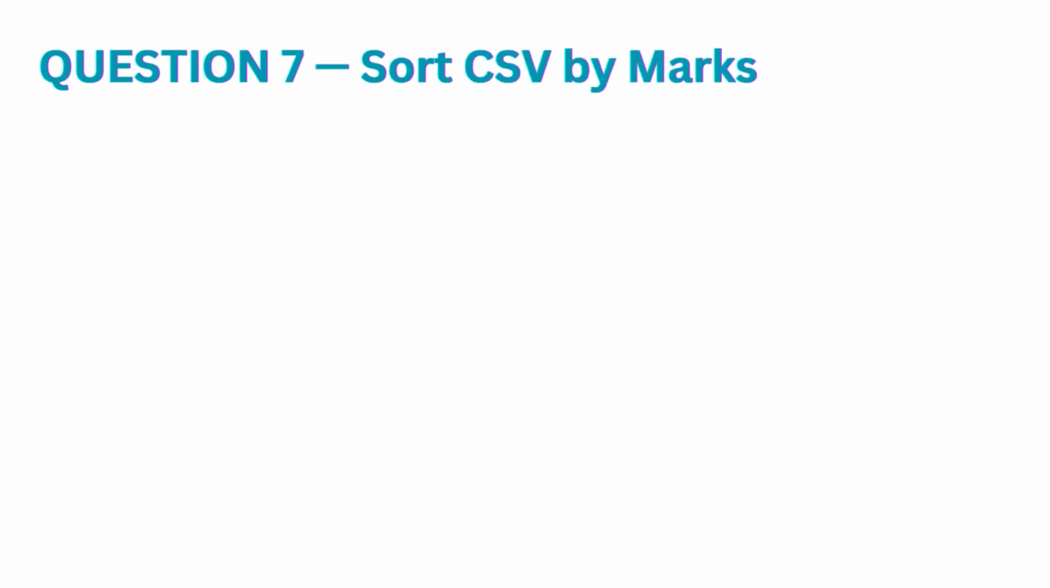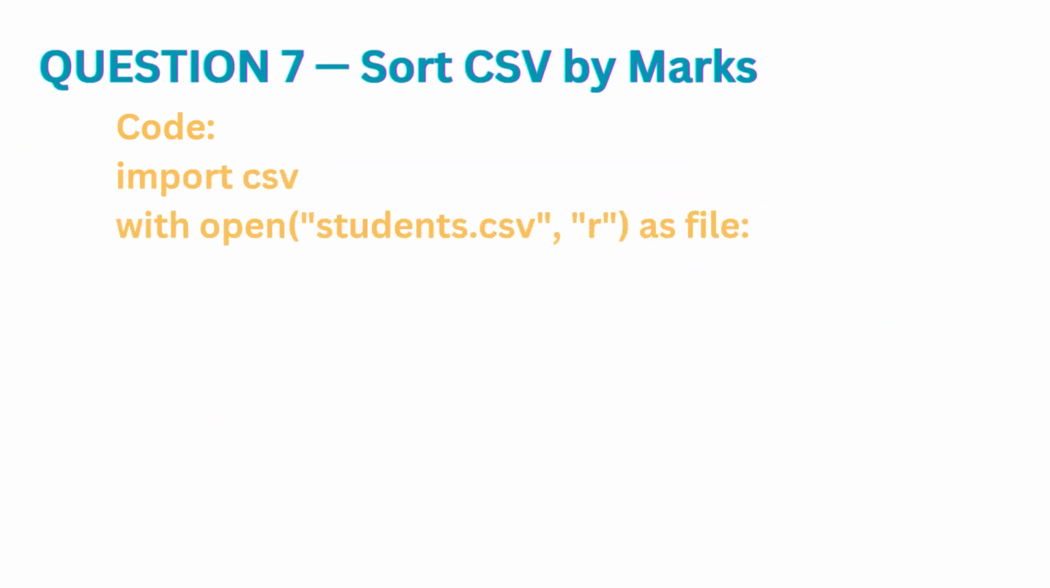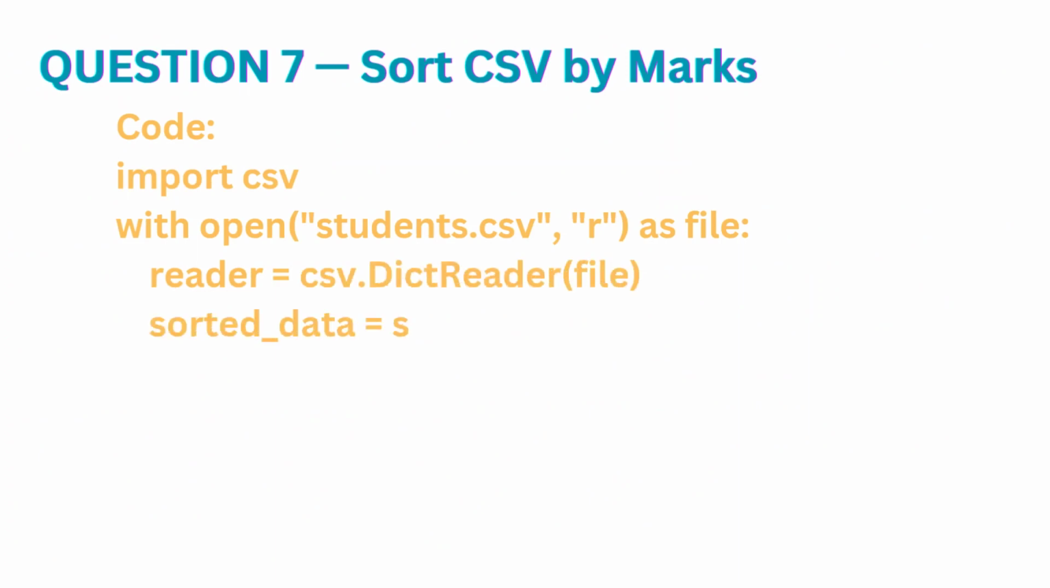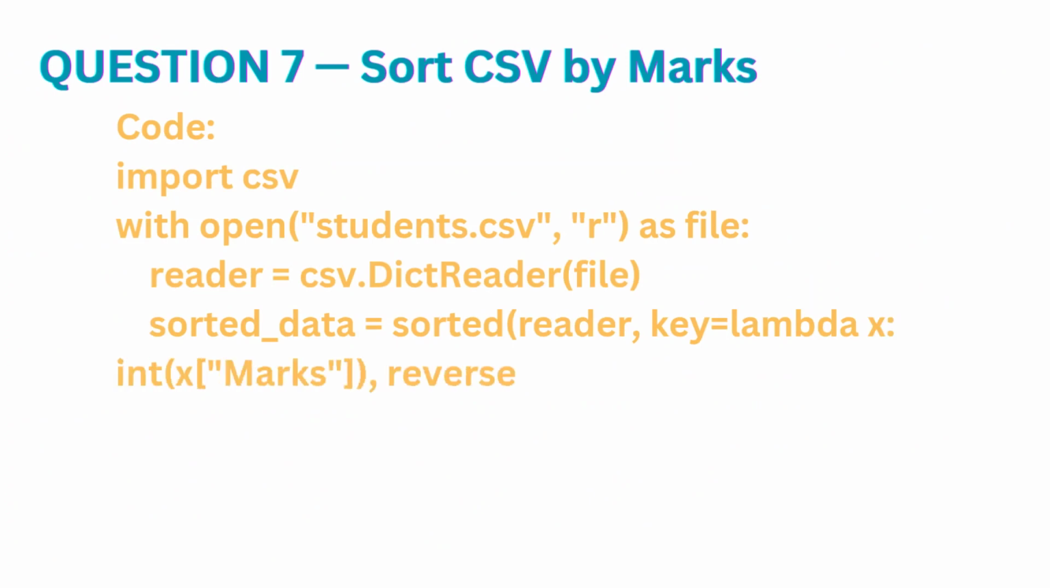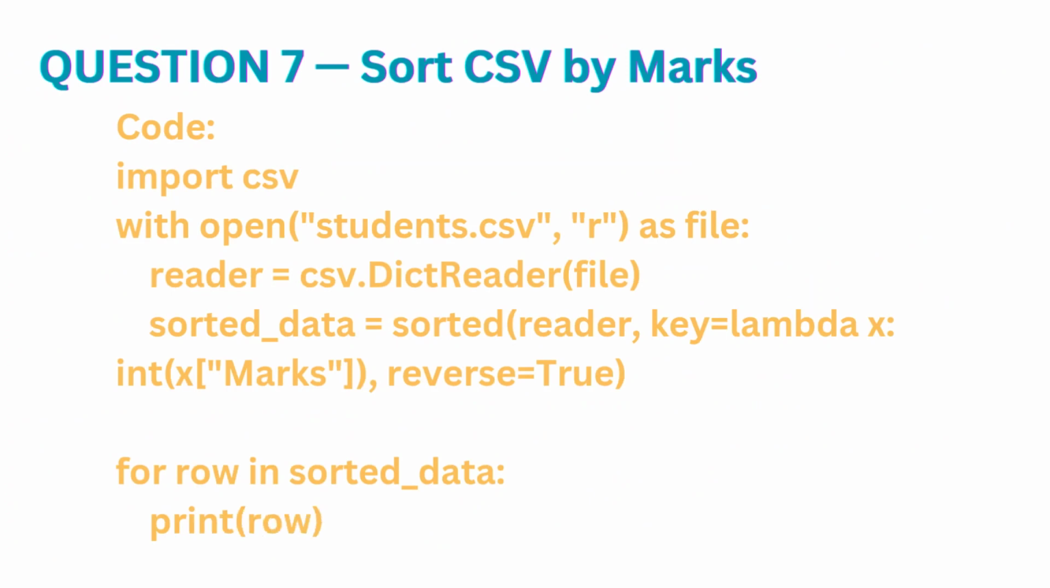The next question is sort a CSV file by marks. For sorting the CSV file, we have to use the sorted function with lambda, which sorts rows based on column values, and that is widely used in data processing. So here is the code: import csv, with open function, and reader should be csv.DictReader, and sorted data should be sorted(reader, key=lambda x: int(x['marks']), reverse=True). For row in sorted data, print the sorted CSV file.